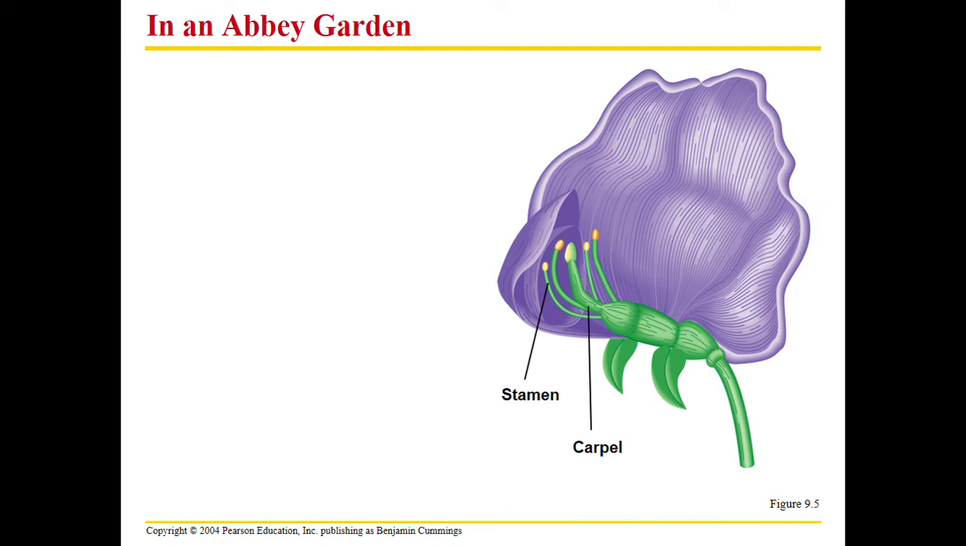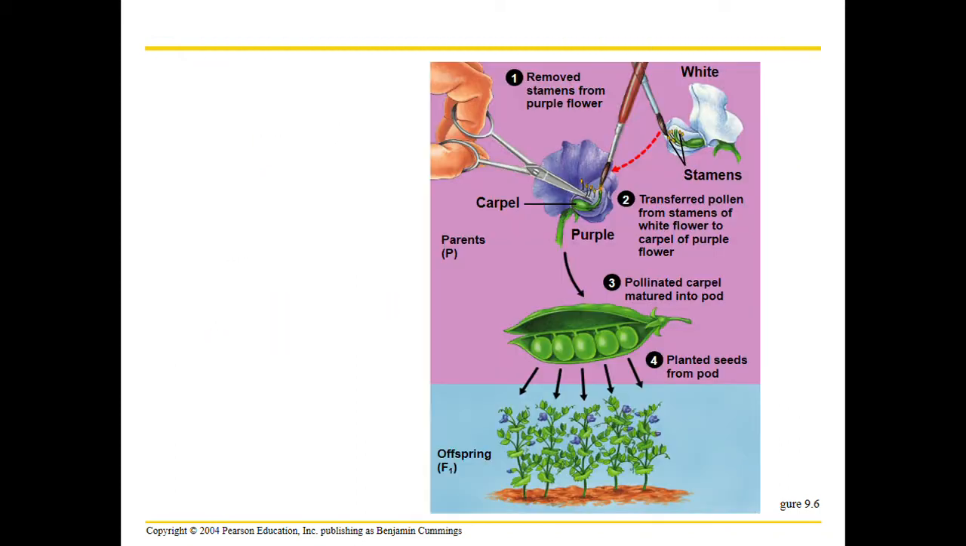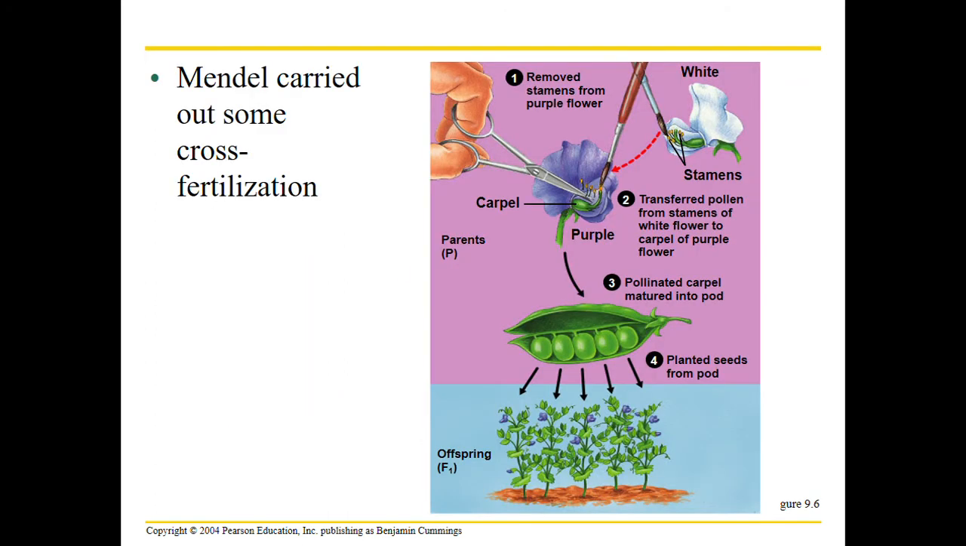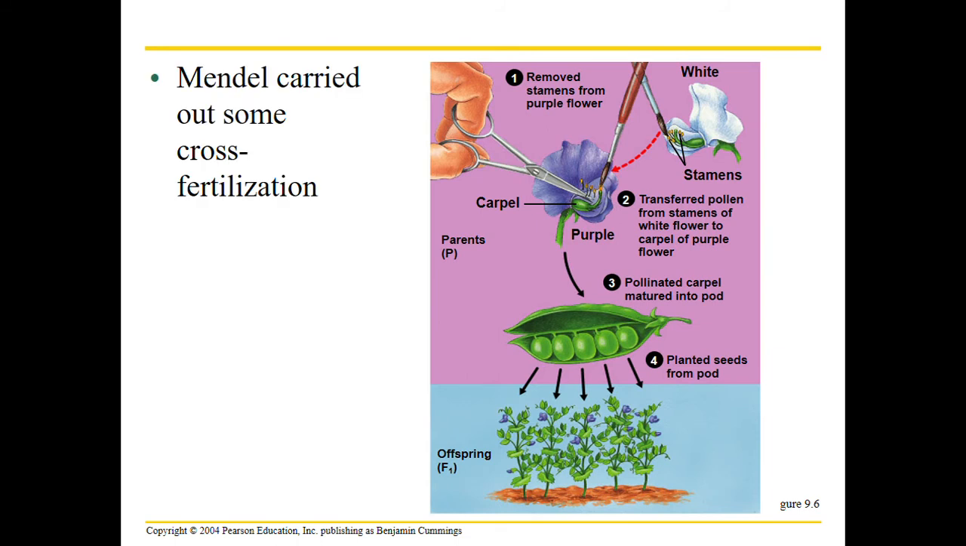So here's a pea plant that he looked at. They have lots of different traits, and they are super easily manipulated, and they can self-fertilize or they can be cross-fertilized. So what Mendel did, he cross-fertilized, which means he took pollen from one plant and put it in another, so that those offspring would be half the white flower and half the purple.